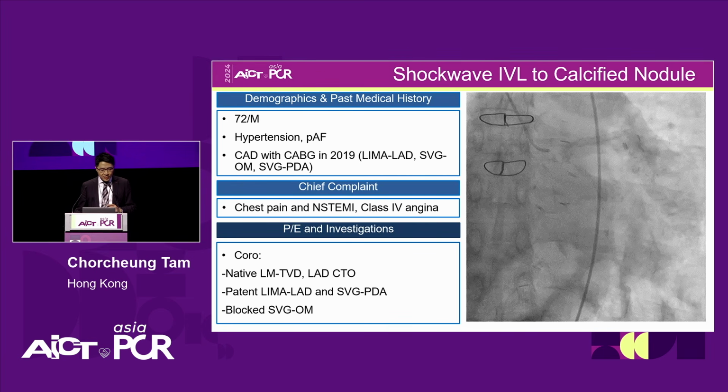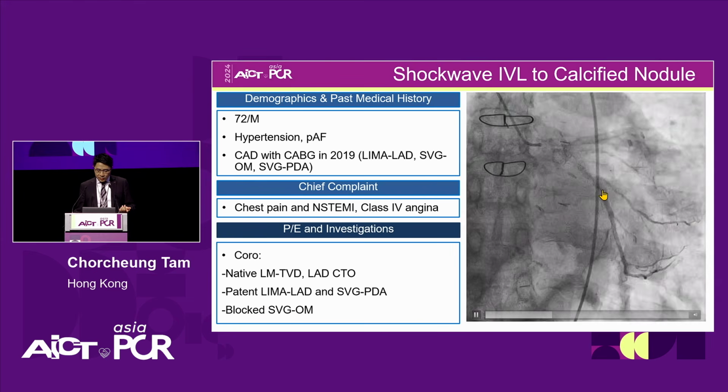So the 72-year-old man, hypertension, AF, with CABG done before, right? 3 vessel CABG, this time admitted for STEMI, angina. Angiogram actually shows native TVD, LAD CTO, patent LAD, SVG to PDA, and also the blocked SVG to OM graft. We can see this is the angiogram.